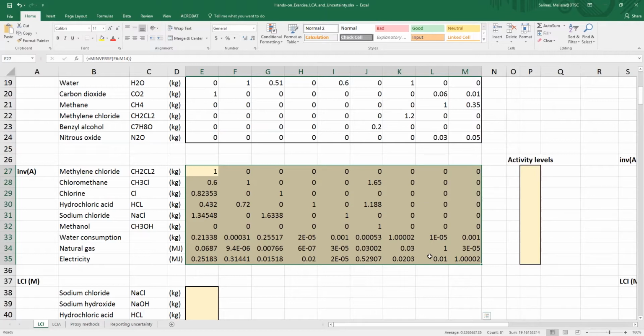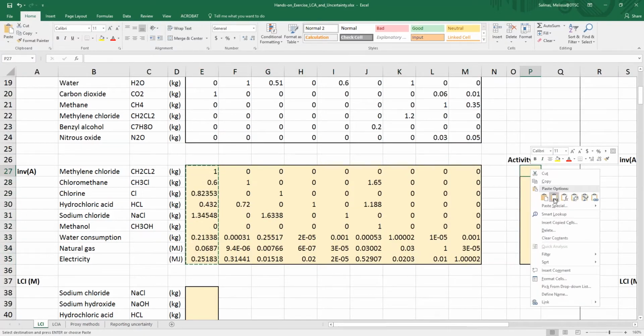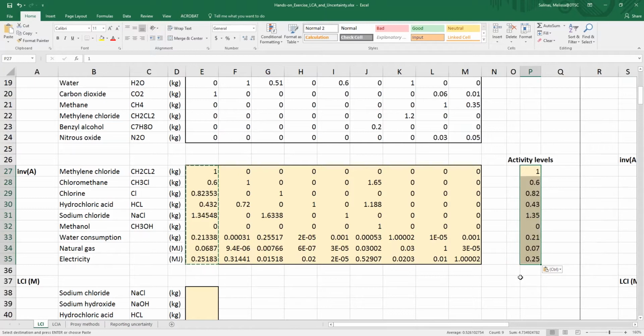So each column is very meaningful. Each column is very meaningful, not only for methylene chloride, but also you can calculate the same life cycle inventory for chloroethane using this column, or chlorine, etc. So this is a very useful matrix. Now, we want to understand what is the total amount of inputs needed throughout the life cycle to produce 1 unit of methylene chloride, which is basically this column, right? Yeah. So the activity levels are simply, you just copy this column and paste it over here. Yeah.